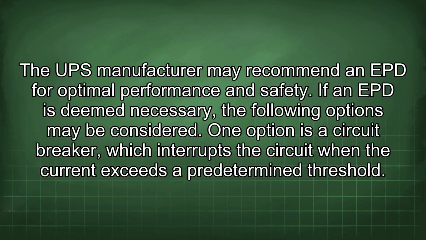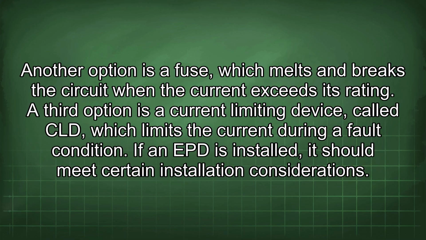One option is a circuit breaker, which interrupts the circuit when the current exceeds a predetermined threshold. Another option is a fuse, which melts and breaks the circuit when the current exceeds its rating. A third option is a current limiting device, called CLD, which limits the current during a fault condition.